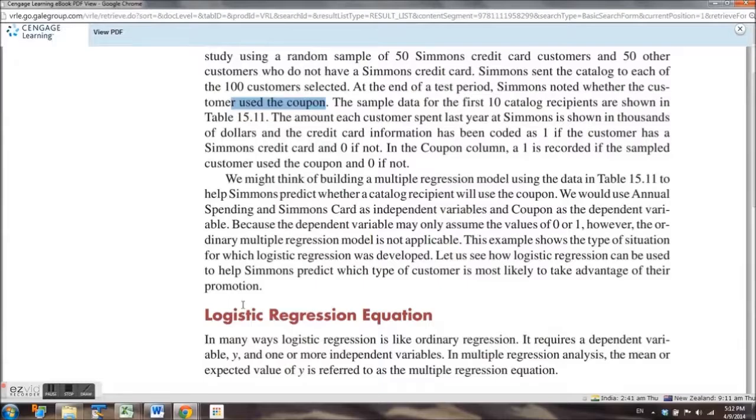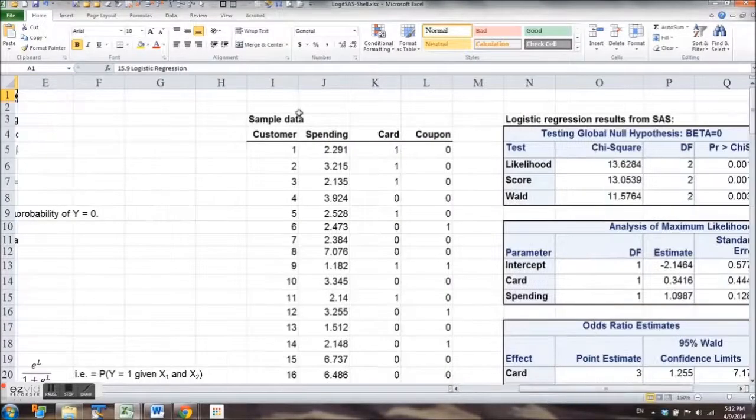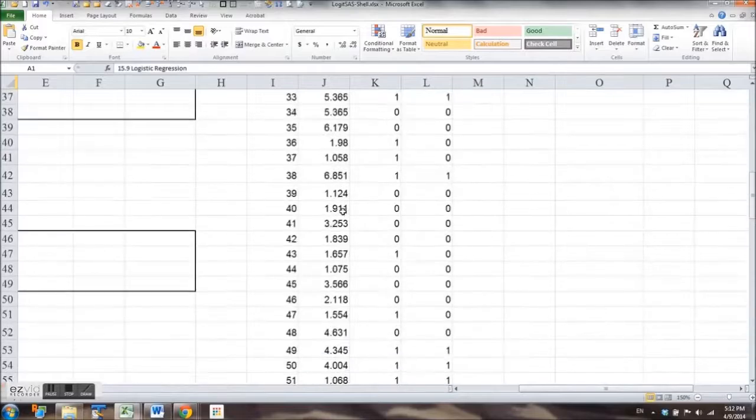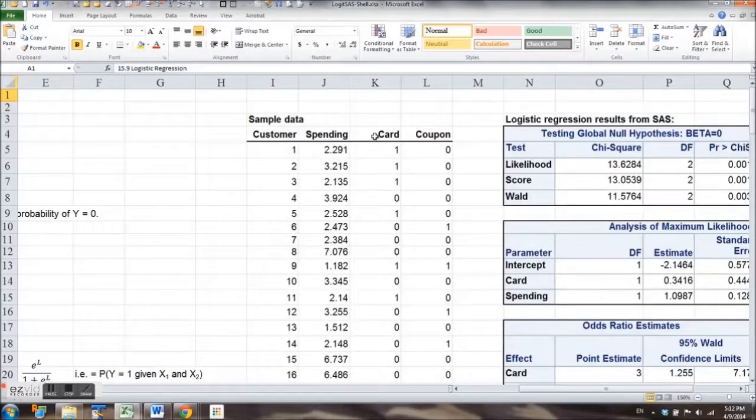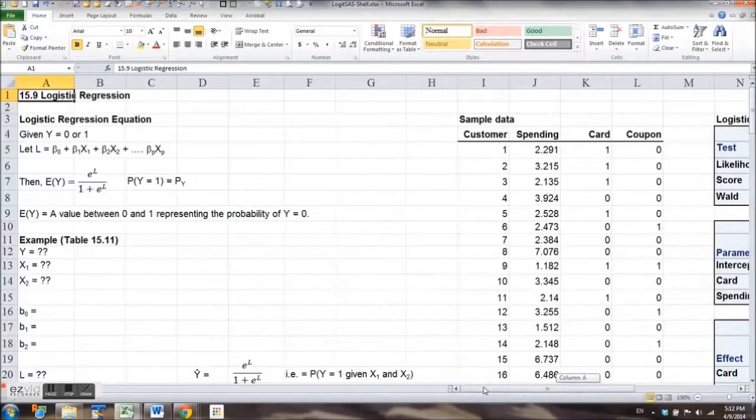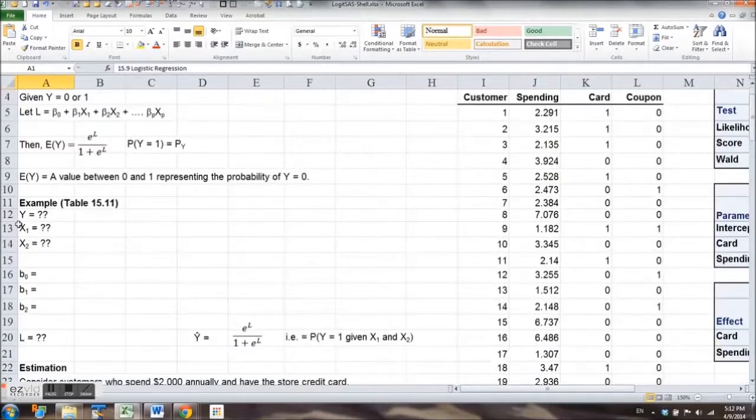So now let's go to Excel. Here is the data: 100 customers and annual spending, whether they hold the card or not, whether they use the coupon or not. So this is our logistic regression model. So y is 0 if coupon was not used, 1 if coupon was used. So then we have the L. Now this has only 2 variables, beta sub 1, x sub 1, beta sub 2, x sub 2. And then the expected value of y is given by this, as we have already seen in the previous video.